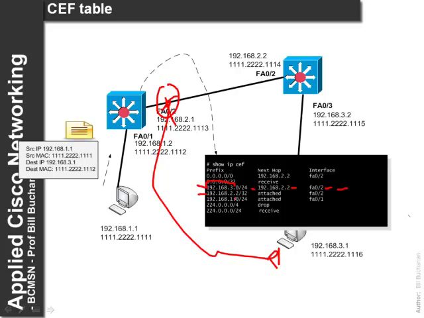Anything for 2.2, that's a complete network address, will be sent to the FA0/2. So anything for the .2 address will always be sent to there, and it's marked as attached. We can also drop packets, so in this case anything for 224.0.0.0 with these 4 bits at the start will be dropped.